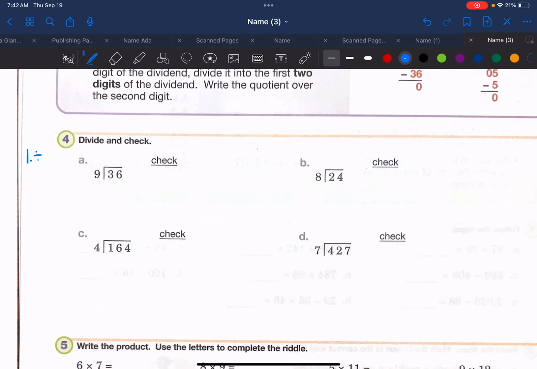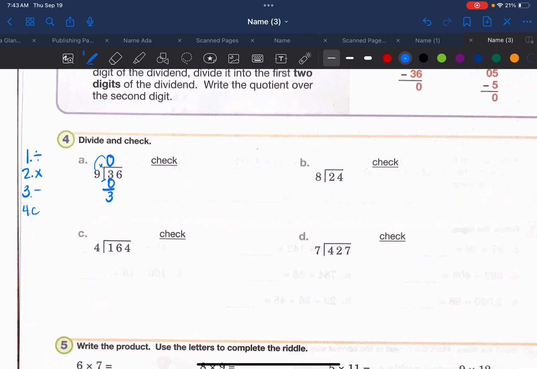So I'm going to see how many, if I have 3, how many can I divide 9? Can I skip count by 9 and say 3? No, I cannot. So then I multiply. 9 times 0 is 0. So now step 3, I can subtract it. I'm going to have 3. I'm going to make it a little smaller. Okay. Then I have to check it.